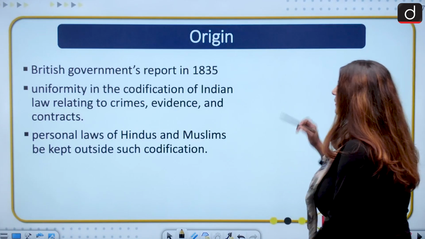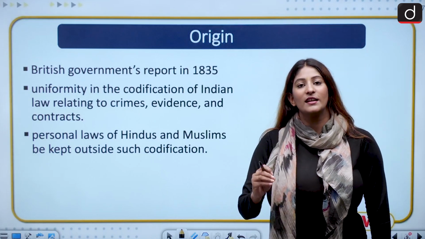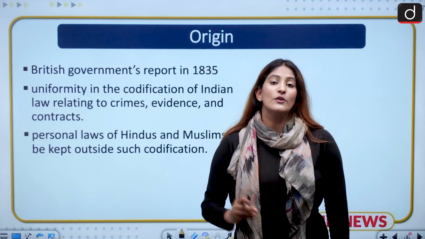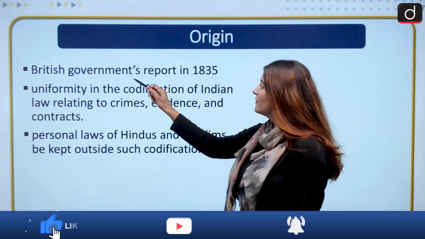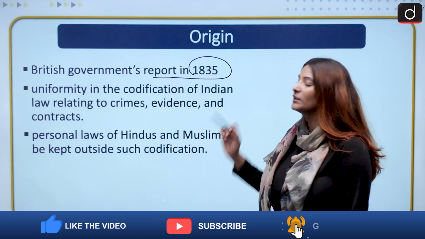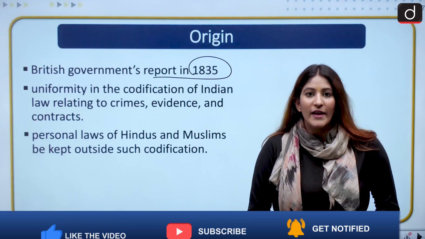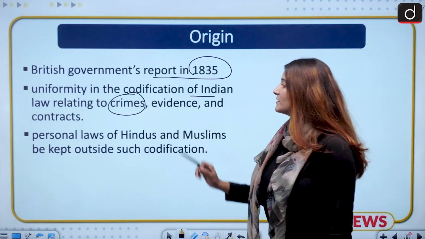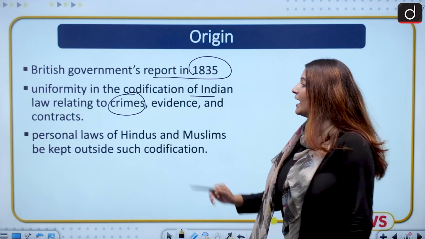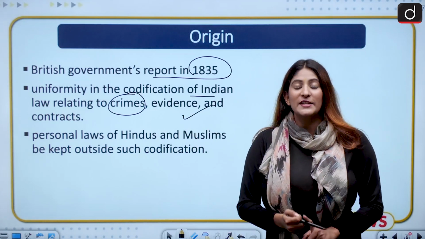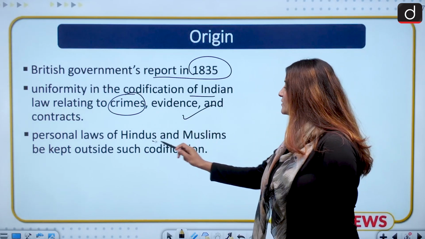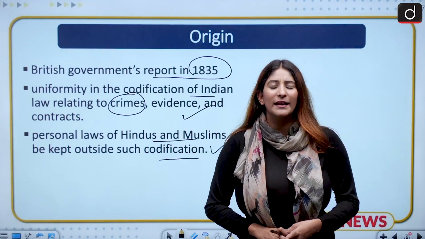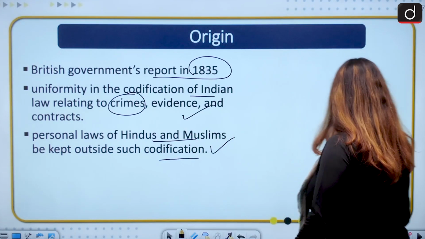Moving on. If we have to trace its origin, then of course we can look at the colonial era, when the British government's report in 1835 talked about there being uniformity when it comes to codification of Indian laws, specifically crimes, evidence and contracts. But it specifically stated that the personal laws of Hindus and Muslims shall be kept outside such codification. They did not want to meddle with the personal laws of Hindus and Muslims.